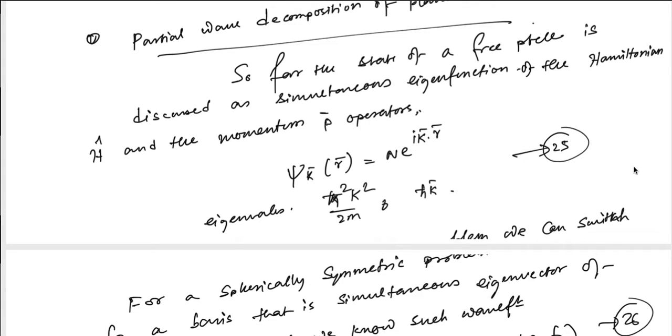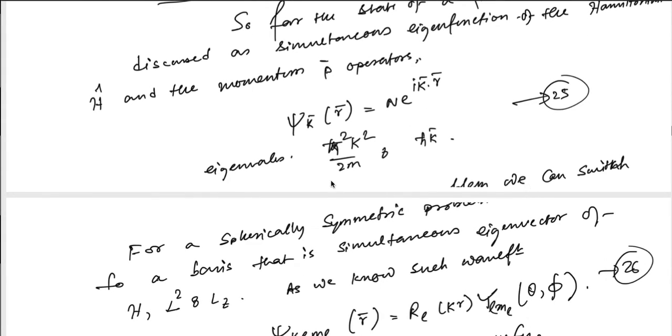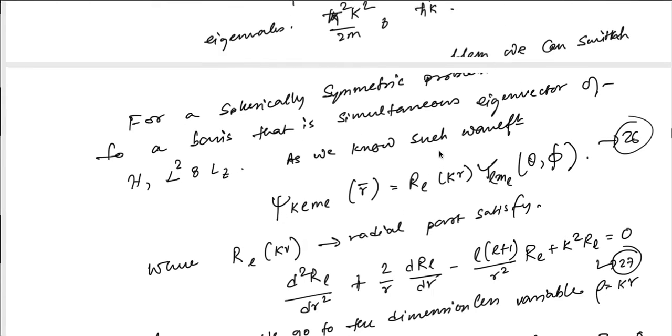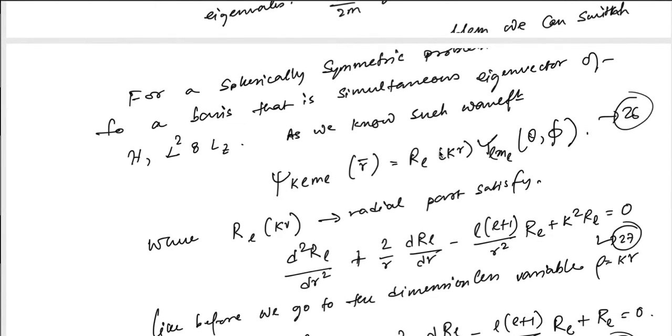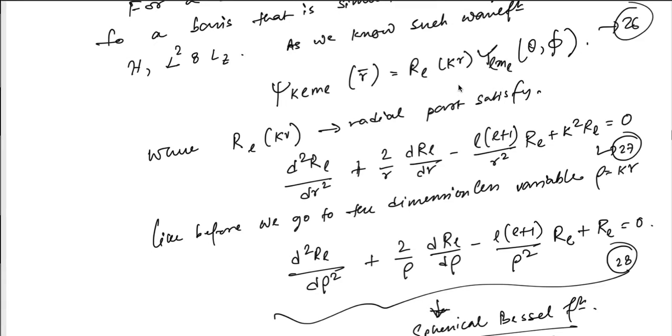The state of a free particle is described, as you know, as a simultaneous eigenfunction of the Hamiltonian H and momentum operator, psi_k(r) = e^{ikr}, with eigenvalues ħ²k²/2m for energy and ħk for momentum. Now for a spherically symmetric problem, we switch to a basis which is a simultaneous eigenvector of H, L² and Lz. That is what we did earlier, and we know the solution can be divided into two parts: a radial part and an angular part.